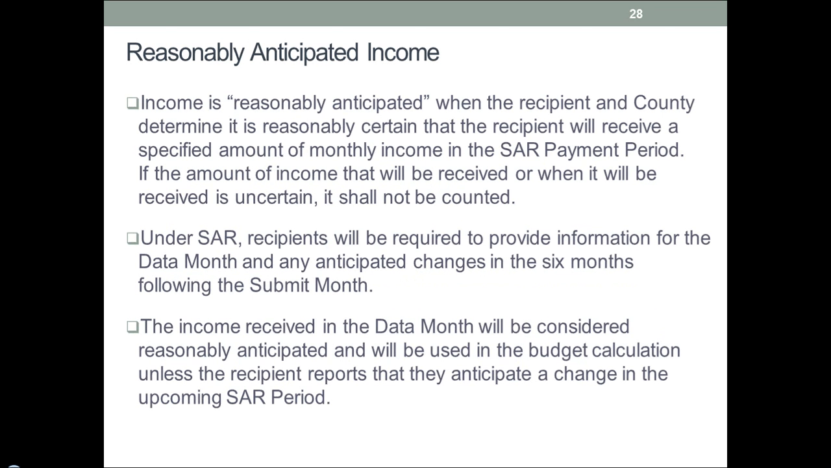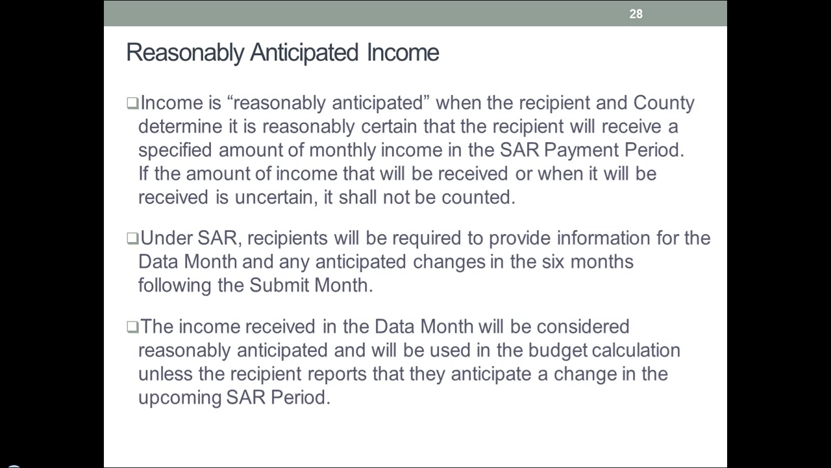A little further explanation of reasonably anticipated income, and again, this really isn't any different than what it's been under quarterly reporting. Income is considered reasonably anticipated when the recipient and the county determine that it is reasonably certain that a recipient will receive a specified amount of monthly income during the SAR payment period. If the amount of income that will be received or when it is going to be received is uncertain, it shall not be counted. In essence, if a client comes in at intake and says, I've applied for unemployment, I might get it. They've told me I might get $150 a week or $120 a week, but that amount is not certain. That income shall not be budgeted.